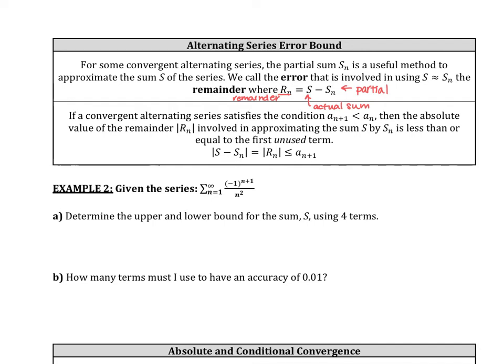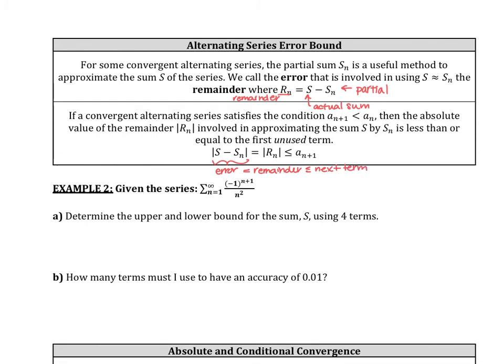Now, here's what that says. That says that if we find our error, this is our error, this is our remainder, the error will equal the remainder, they're the same thing, and it will be less than or equal to the next term. That's what that phrase says.